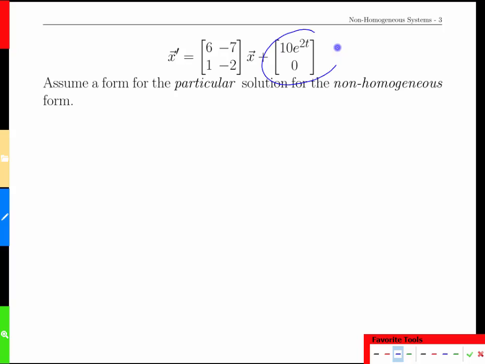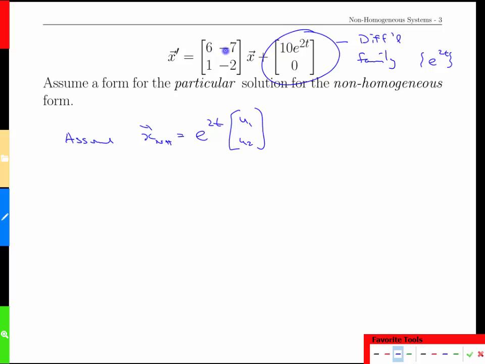We're now going to focus our attention on this non-homogeneous part. And we notice that the differential family here is simply the set e to the 2t. I can make this vector using only one function and some other vector of constants. And that leads us immediately to an assumed form that our x non-homogeneous is going to be an e to the 2t times u1 and u2. This is a two-element vector.